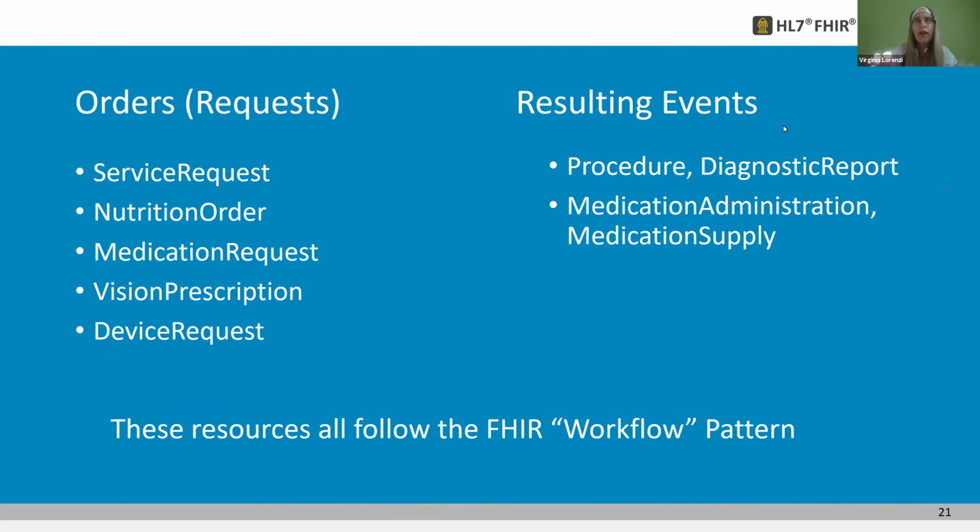All of these orders kind of look similar, and all of these resulting events kind of look similar as well. They look similar to each other, and the categories look similar. And what we decided in our modeling of FHIR is they're similar enough that we see the same kind of pattern. So we have a concept called patterns in FHIR, and these follow the workflow pattern. And orders are a subset of requests, which is part of the workflow pattern, and these resulting events are a subset of events.